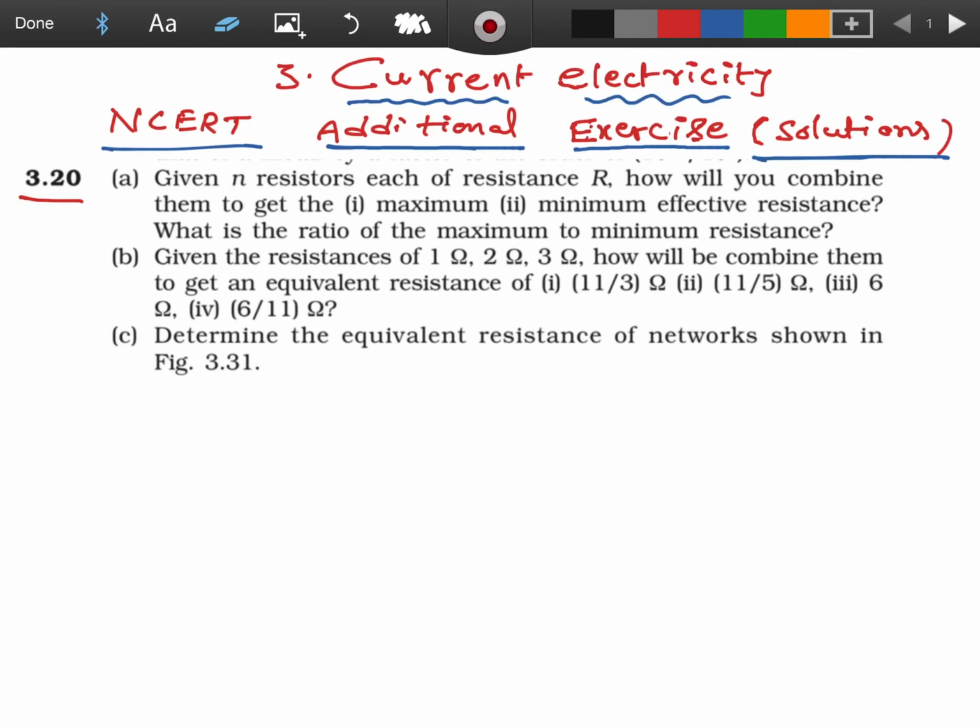Hi students, in this video we are going to discuss current electricity NCERT additional exercise question number 20. Let us start the solution.